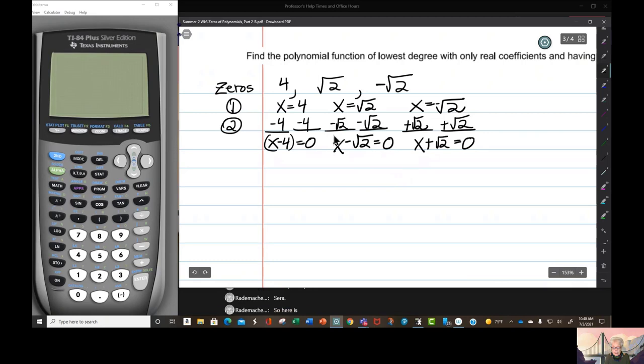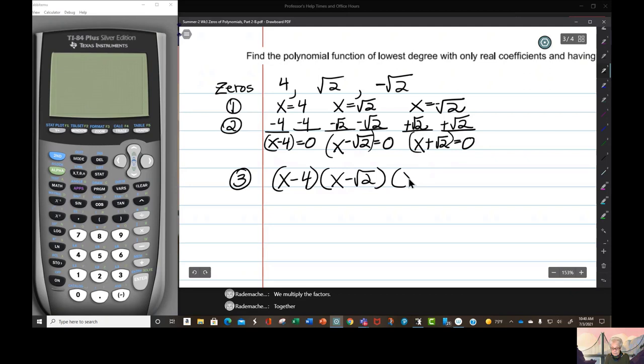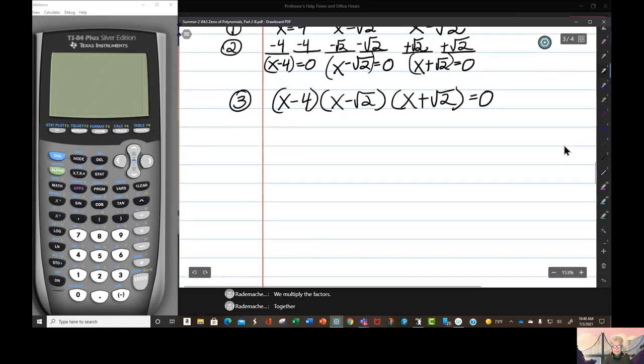So here is a factor, here is a factor, here is a factor. For step 3, multiply the factors together. So I've got x minus 4 times x minus the square root of 2 times x plus the square root of 2 equals 0.